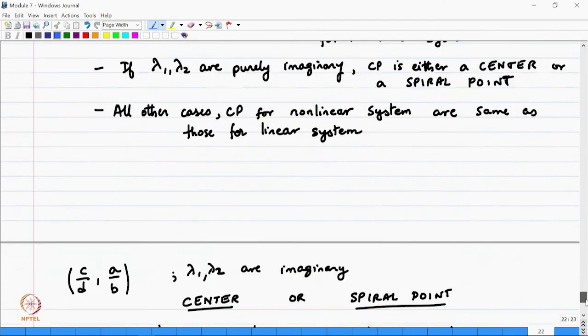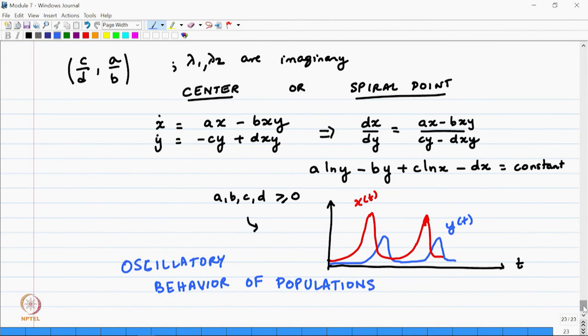And the reason for this oscillatory behavior is due to this critical point. So if this critical point is a center, then it will show oscillatory behavior. Of course, if it becomes a spiral point, so for certain choices of A and B, this can actually become a spiral point.